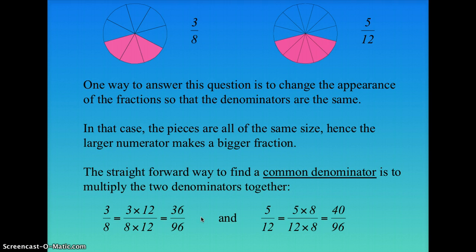So we've got 3/8, which equals 36 over 96 when you multiply the numerator and the denominator by 12. And 5/12 is 40 over 96 when you multiply the numerator and the denominator by 8. Now you can just compare the top numbers because your denominators are the same. 36 is less than 40, so the greater fraction is actually 5/12.